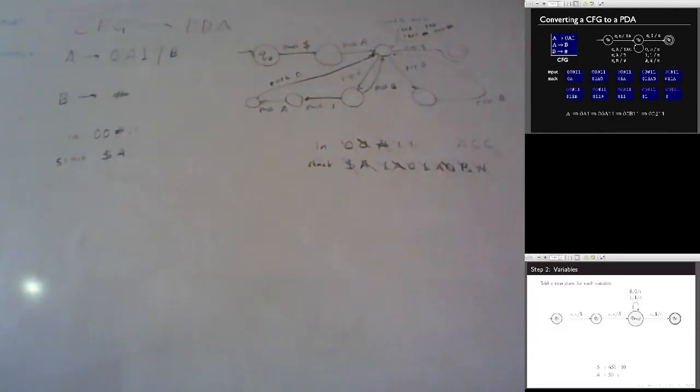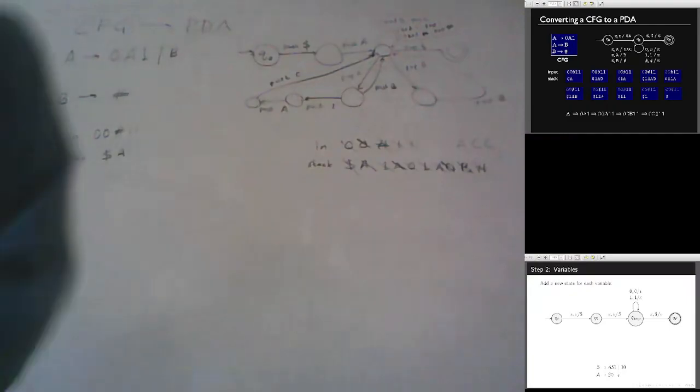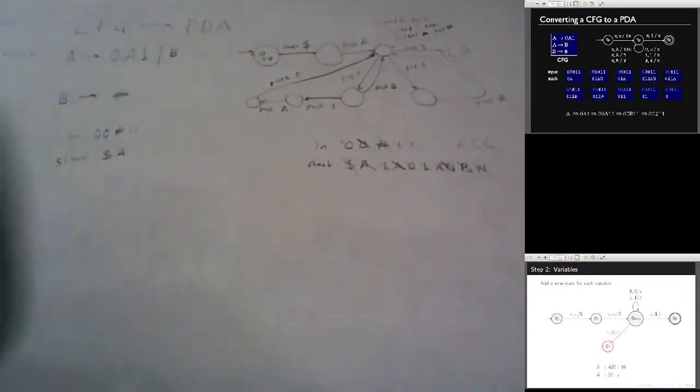That's step 1. And then step 2 is you add a new state for each variable. So the variables we have here are S and A. So we add a state to pop S, and we add a state to pop A. So we have an S, we add a state that just pops S and does nothing. And then for A, we add a state that just pops A and does nothing else.